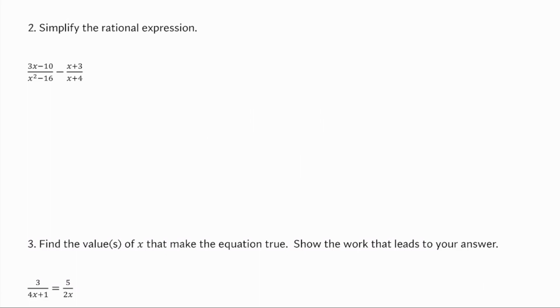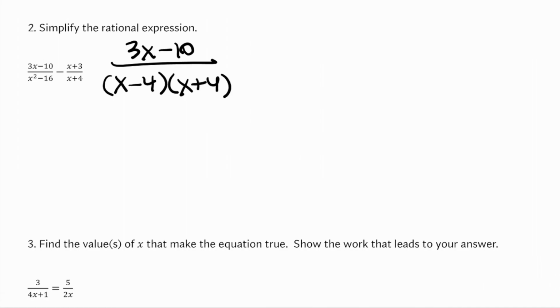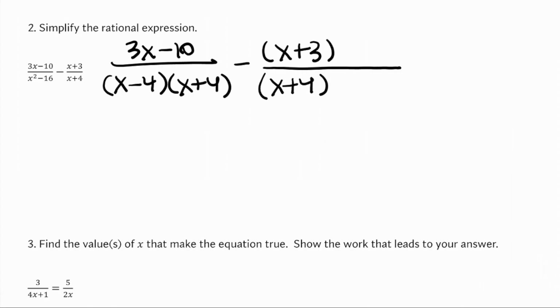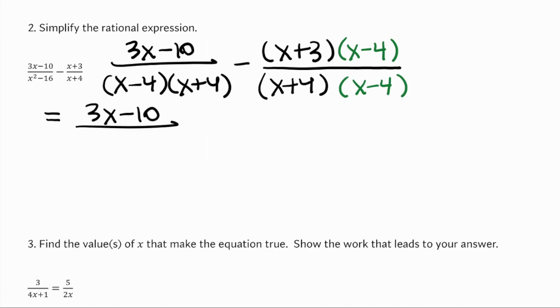Number 2 is also asking us to simplify this expression, but we're going to need a common denominator first. So I'll have 3x minus 10 over x squared minus 16, which I might call x minus 4 times x plus 4, minus x plus 3 over x plus 4. Okay, so I'm going to need to multiply on top and bottom by the same thing to get that common denominator. What I'm missing is an x minus 4. Okay, so I'll say that's 3x minus 10 over x squared minus 16.